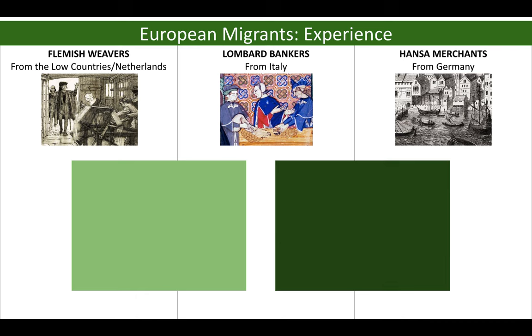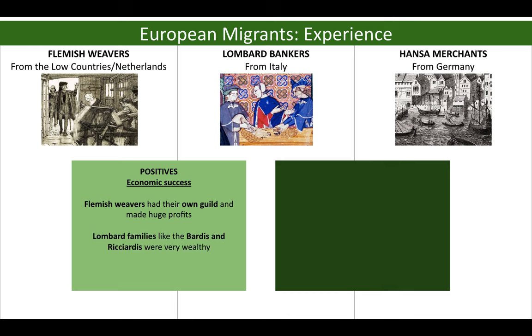When it comes to the experience, it's always pretty useful to just divide experience into positive or negative. Much like other groups we've seen, like the Vikings, it's a mixture of positive and negative. On the positive side, it's obvious these groups have economic success. The Flemish weavers had their own guilds and made huge profit from the wool trade. The Lombard bankers had certain families like the Bardi family and the Ricciardi family who get very wealthy from banking. And the Hanseatic League were able to set up the Steelyard, which you can see in the picture, a massive trading base on the River Thames that they are able to trade from.